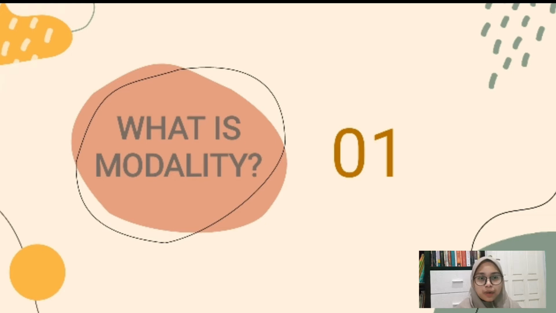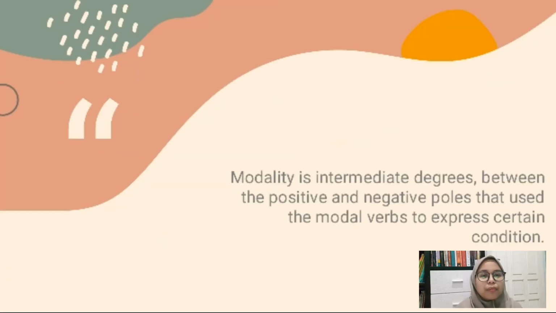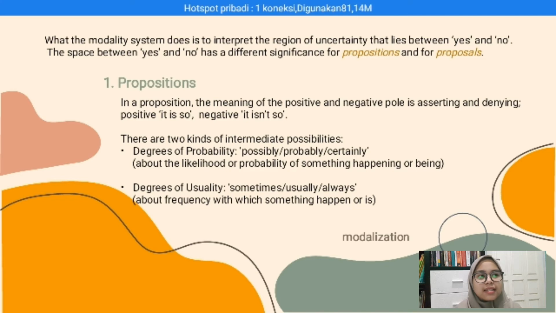The first one is, what is modality? Modality is intermediate degrees between positive and negative poles that use modal verbs to express certain conditions. And what the modality system does is to interpret the region of uncertainty that lies between yes and no. Then the space between yes and no has a different significance for propositions and proposals. So we are going to discuss propositions and proposals.